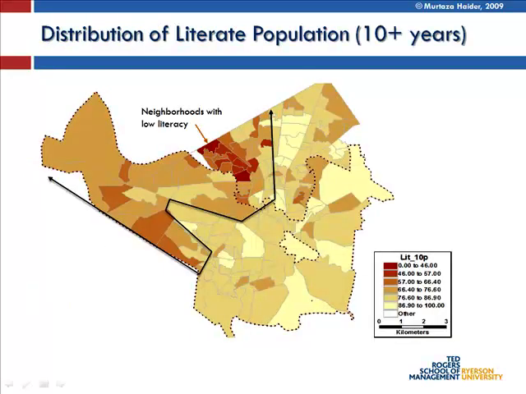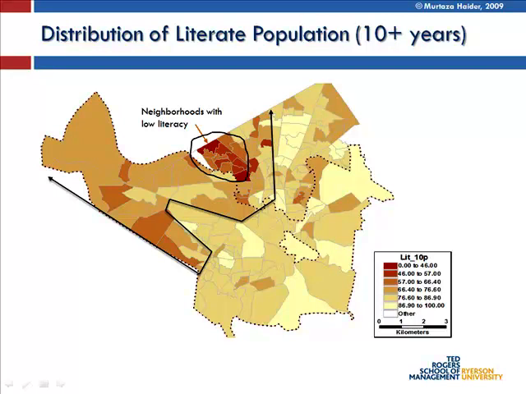And if you were to look at the distribution of literacy, here what we have plotted is the percentage of adults who have 10 plus years of education, and you would see that the darker the shade, the lower the literacy rate. And the same neighborhoods that I already identified as having very high household size, you would notice that these very high household size neighborhoods also have poor literacy ratios.